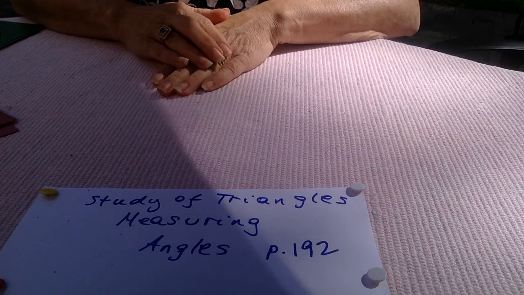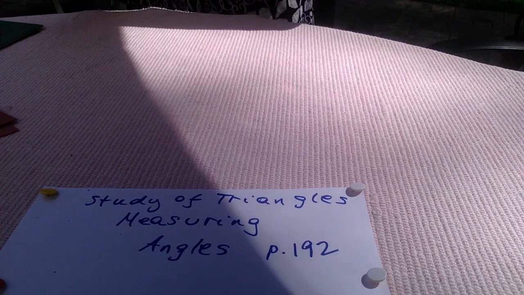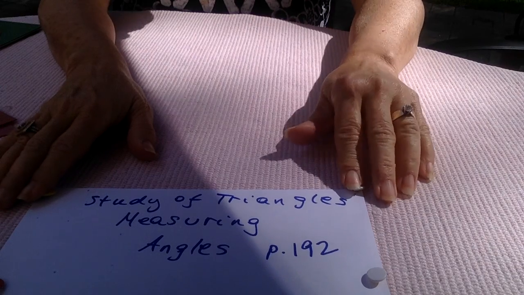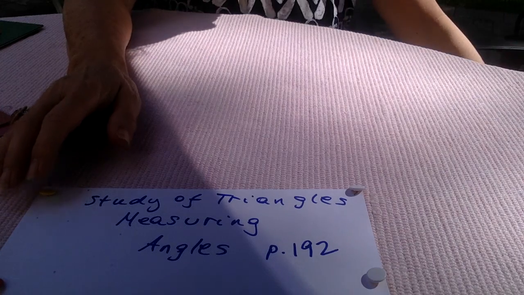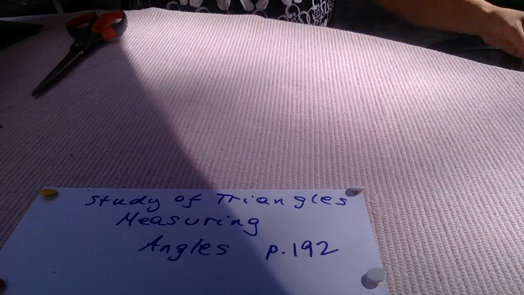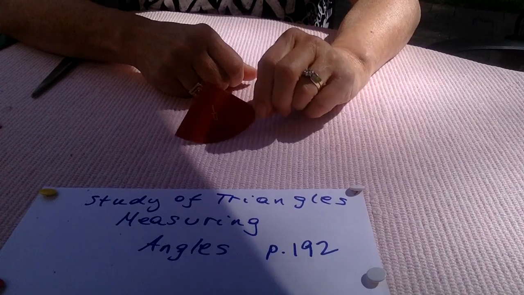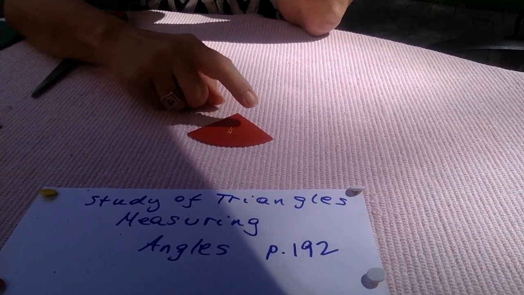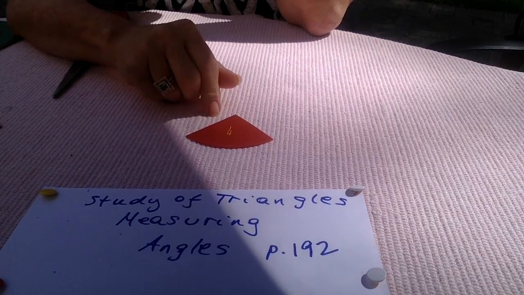Okay, this next presentation is called Measuring Angles. It's on page 192. First thing I want to talk about, I'm going to use this fraction inset, which is 1/4, and I'm going to use that as a measuring angle right here. And I'll show you in a minute why it's called a measuring angle.